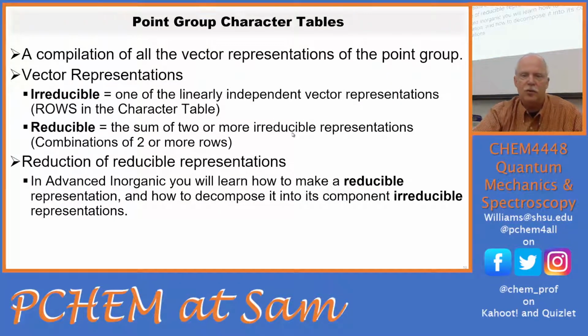And so this is just some more vocabulary. This character table is a compilation of all of the vector representations of the point group. And those vector representations are irreducible. In the character table, they're the rows in the character table. You could make a reducible sum of those, and you'll do that in advanced inorganic.